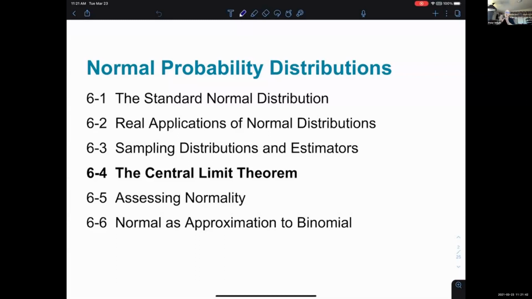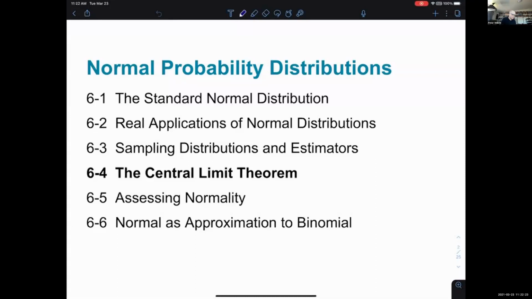And that talks about how the sampling distributions can be used as estimators for the parameter values, for the values for the whole population. So there wasn't a lot of calculating being done in 6.3, but 6.3's ideas lead us to what we're going to talk about today, the central limit theorem. So in 6.4, the central limit theorem will be a theorem that allows us to then say, what can we do with the sampling distributions that we were discussing in 6.3?